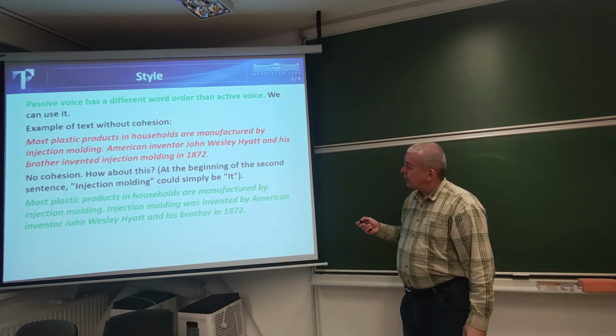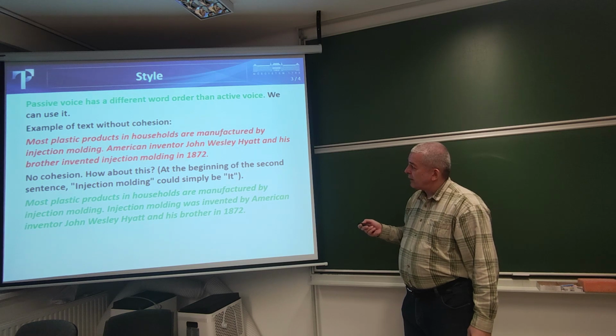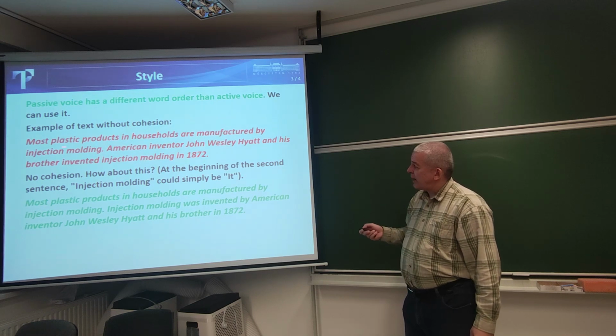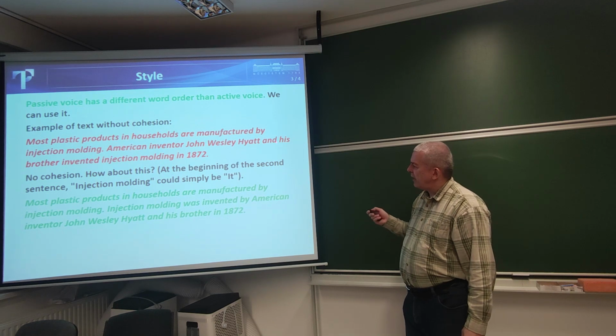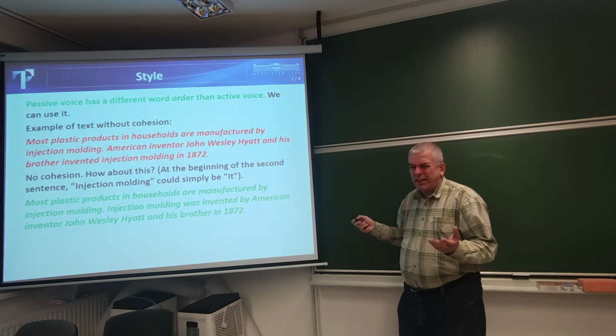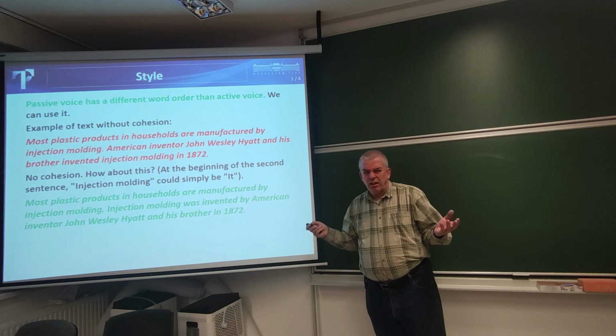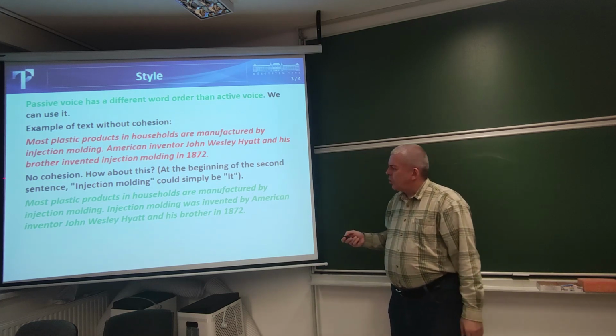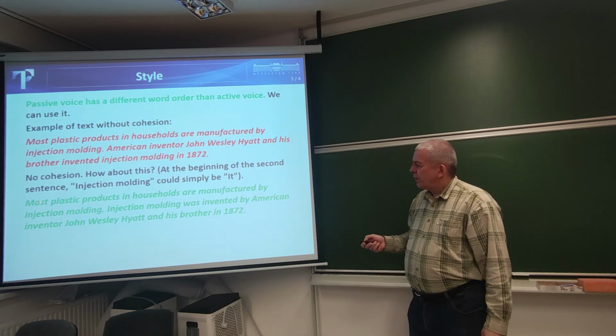Example of text without cohesion. Most plastic products in household are manufactured by injection molding. American inventor John Wesley Hyatt and his brother invented injection molding. All right. We are talking about injection molding. There's a new information. And where does American inventor come from? Please no. No cohesion.